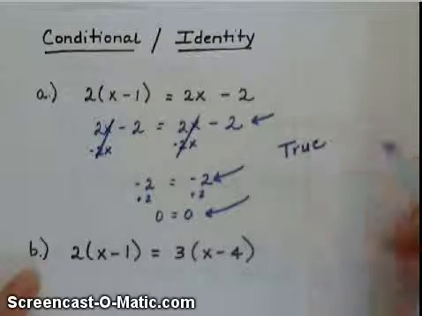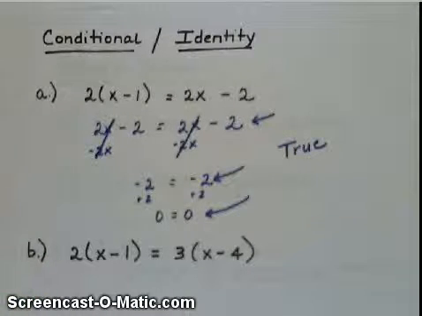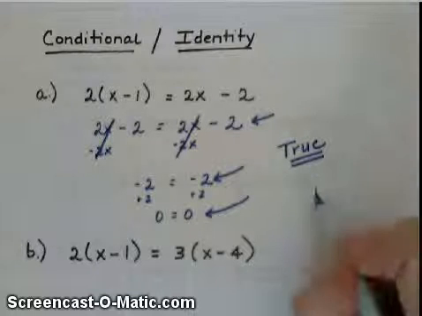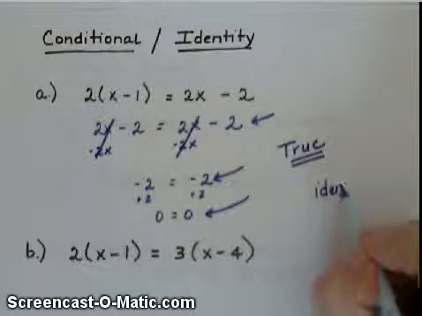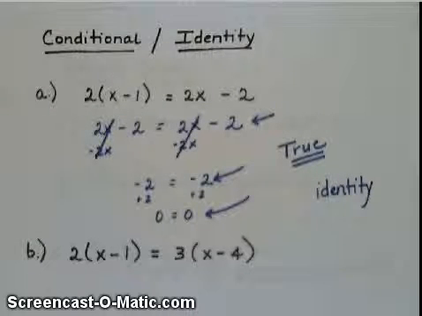And when you lose your variables and you cannot solve your equation and it is a true statement, then this is called an identity. And what that means is that this equation is true for any value of x. 1 makes it true, 2 makes it true, 3 makes it true, whatever.